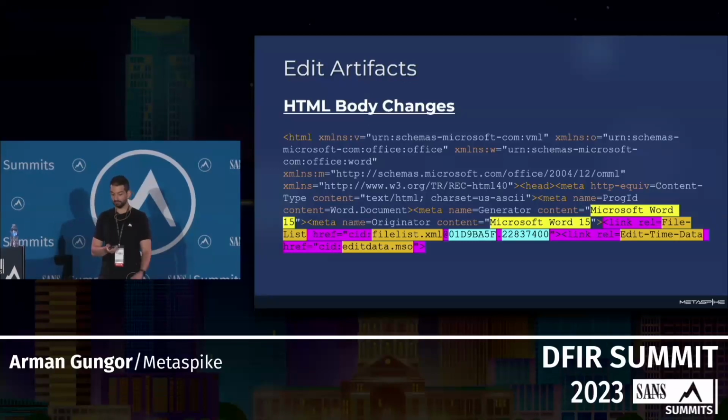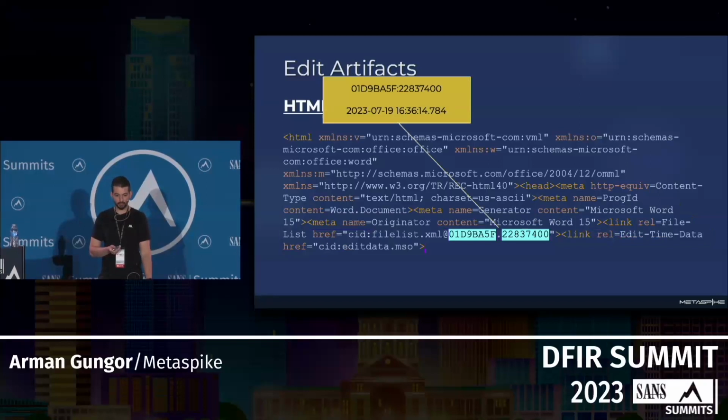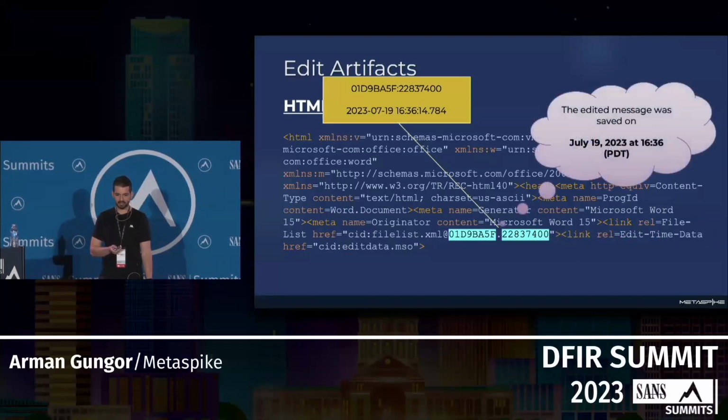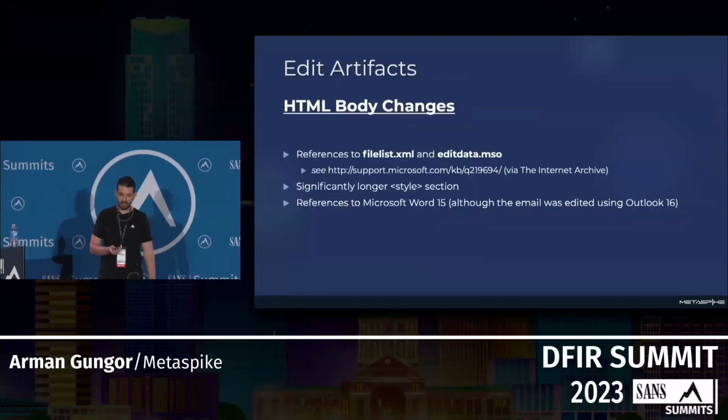And there's another timestamp there, a file time-based timestamp. If we go through these, the file time-based timestamp equals this, and that matches with the time that we saved the edited message. So not necessarily the time that we started the edit operation, but the time that we finished it. And there's some information about those referenced files in a Microsoft support article. It's not available right now, but it is available through the Internet Archive, so you can go read on that.